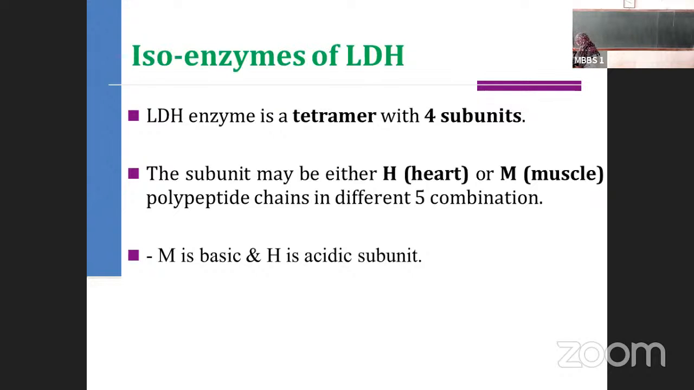Now coming to what this LDH is, we'll learn the structure. It is called a tetramer. A tetramer has 4 subunits. The polypeptide chains form 5 different combinations. The M subunit is the basic one, and the H subunit is the acidic one. So LDH is a tetramer with 4 subunits. It has either H or M type. The H subunit is mainly present in the heart. The M subunit is mainly derived from the muscle. And M is the basic one, and H is the acidic one.